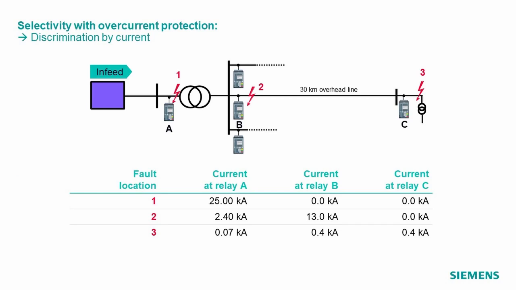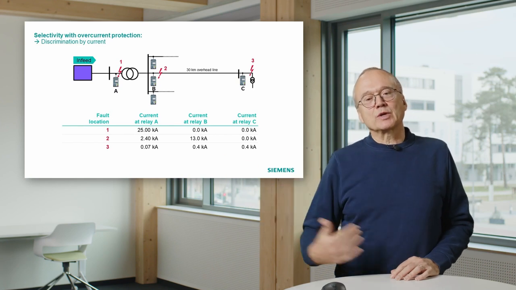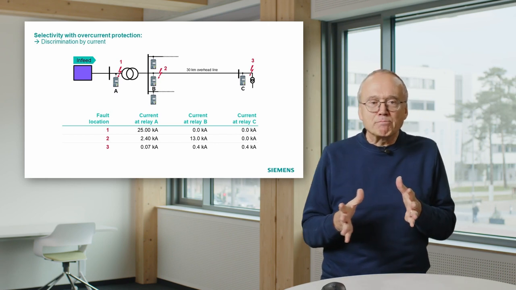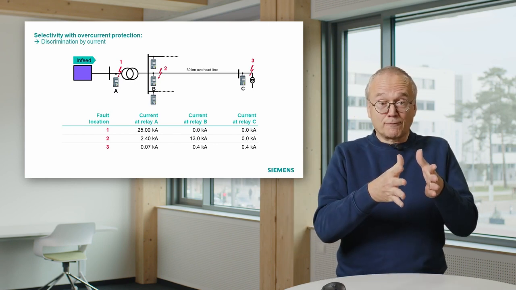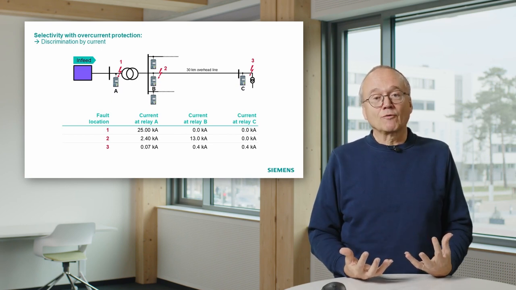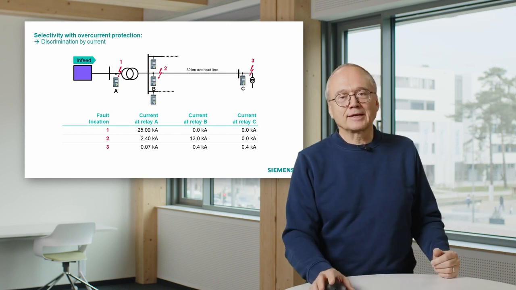The same thing applies to relays at location B. If they see a current above 400 amps, it knows the fault must be somewhere on the line, because if the fault is at location 3, it must be lower. That means in such an arrangement where we have significant impedances, here the transformer and the long line, we can use the current to decide do we need a fast trip or not.